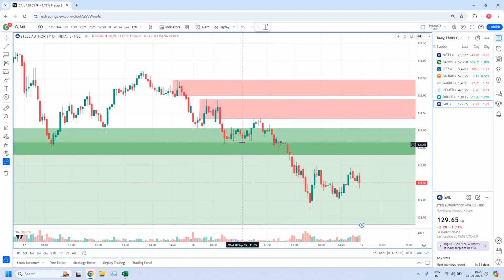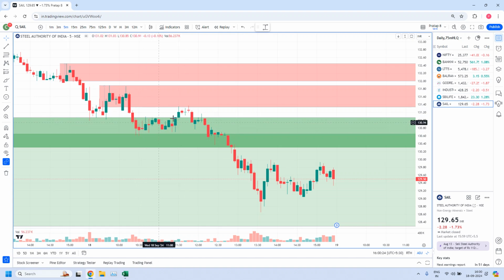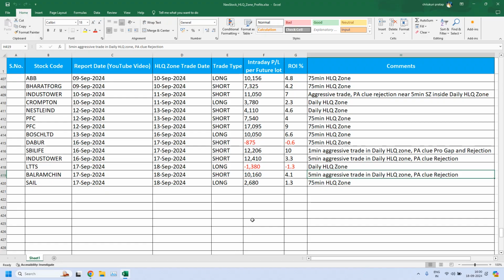Okay, SAIL, how much profit has it given from here to here, because you took the trade and exited in the revised zone. This is the way SAIL has given 2,680 rupees profit, which is 1.3% ROI. Because the margin cost is around 2 lakhs, that's why the ROI is reduced. But 2,680 rupees is good money for your investment of 2 lakhs rupees. That point you should not forget. Anything, profit is a profit. This is the point you have to understand.